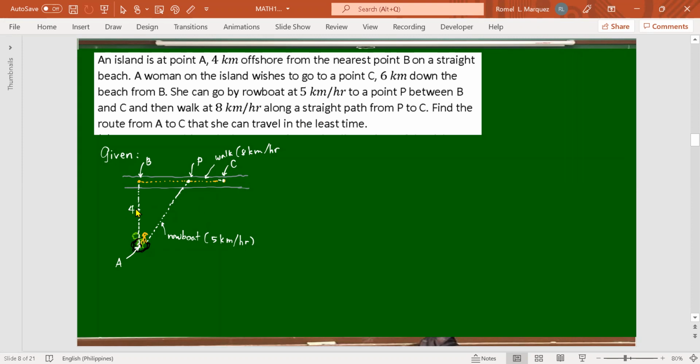This is 4, no? 4 meters. Ay, 4 ano ba yan? Kilometers yan. So, ang question is, find the route from A to C that she can travel in the least time. So, what's the goal, guys? Guys, what's the goal? Children.